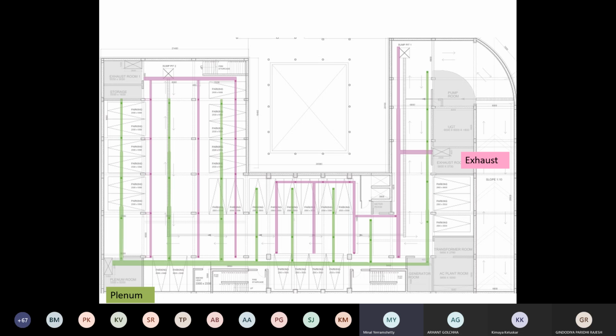Are we clear on this part of the telescopic, the pressure, the bay, and the distribution? Are we clear? Can we go ahead?